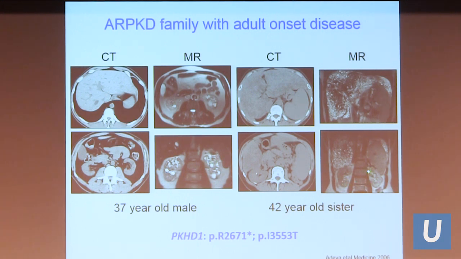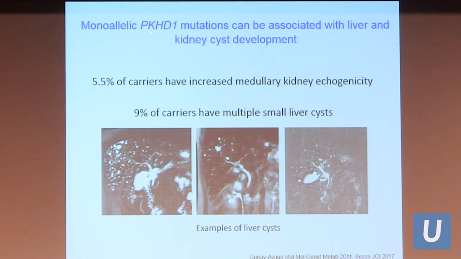In the sister here, there's not really much evidence of cysts in the kidney, a little calcification, but you can see the characteristic congenital hepatic fibrosis in the liver. So we can usually differentiate these cases by the liver phenotype, congenital hepatic fibrosis, rather than liver cysts, and also because the kidneys in these older patients are usually not very enlarged.